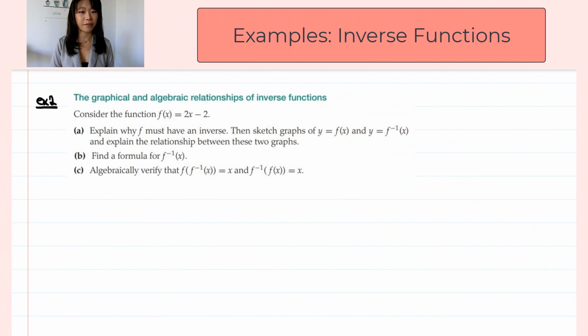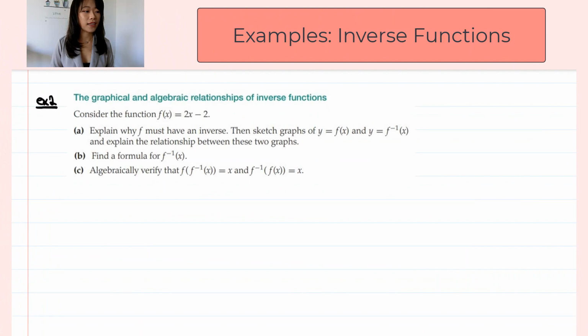Now let's look at the second example. Consider the function f of x equals 2x minus 2. A. Explain why function f must have an inverse. Then sketch the graphs of y equals f of x and y equals the inverse of f, and explain the relationship between these two graphs. Then B. Find a formula for the inverse of f. And C. Algebraically verify that their composition functions, f of inverse of f and inverse of f of f, both equal x. You can pause the video here and try to do the problem by yourself.